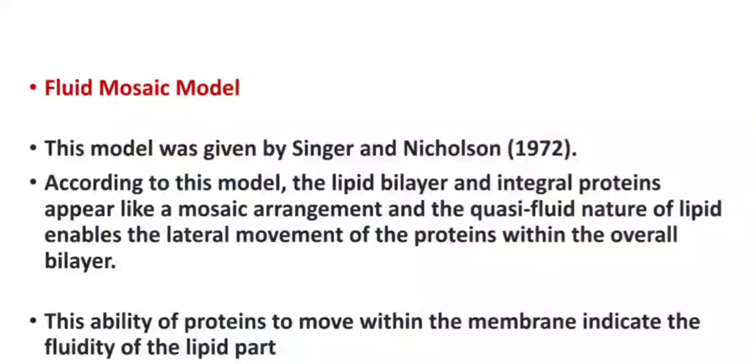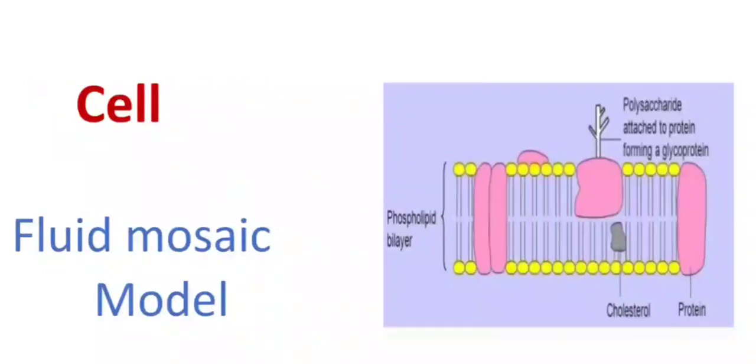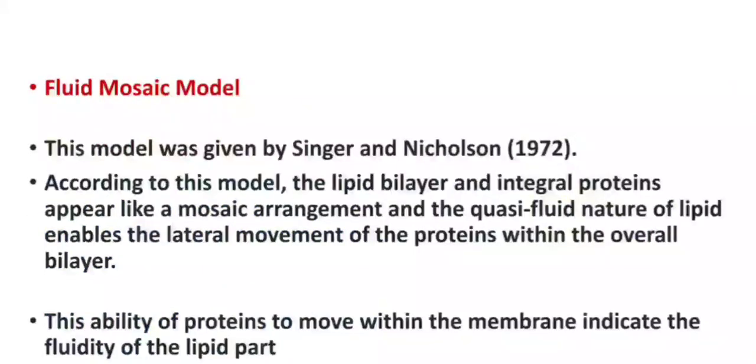The cell membrane, also known as the plasma membrane, consists of proteins, lipids and carbohydrates. The model proposed to explain its composition and the arrangement of molecules like lipids, carbohydrates and proteins in the plasma membrane, and the most acceptable one, is the fluid mosaic model. This model was given by Singer and Nicholson in 1972.